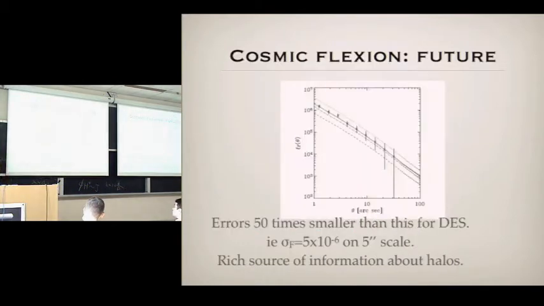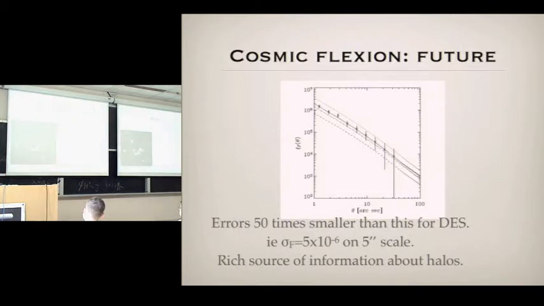So if the systematics continue to be under control, what sort of signal would we expect in the future? Well, this is the signal to noise for a 100 square degree survey. The errors would be 50 times smaller than this for DES, so we would be getting to extraordinarily small flexion variances, which will be a rich source of information about halos. I wouldn't want to interpret this in terms of cosmological parameters, but rather the astrophysics of those halos, really.